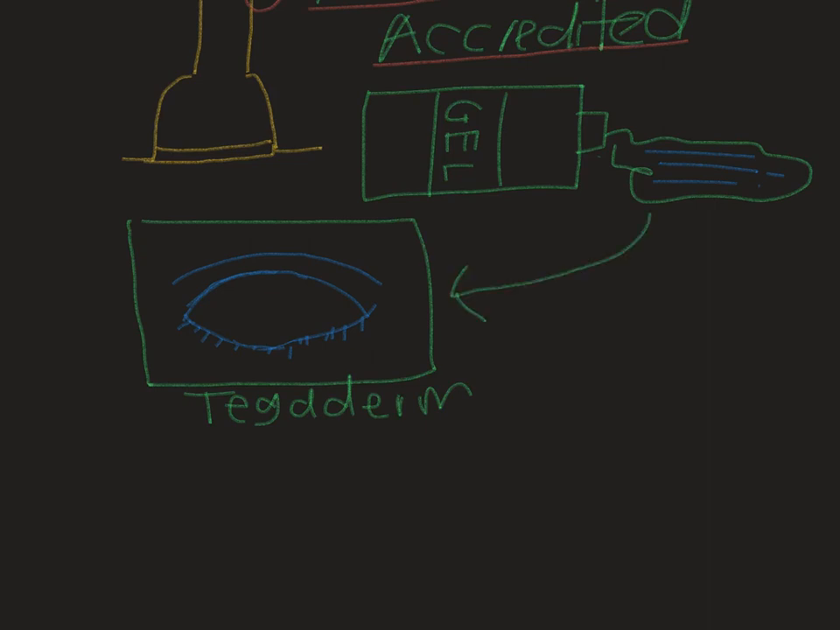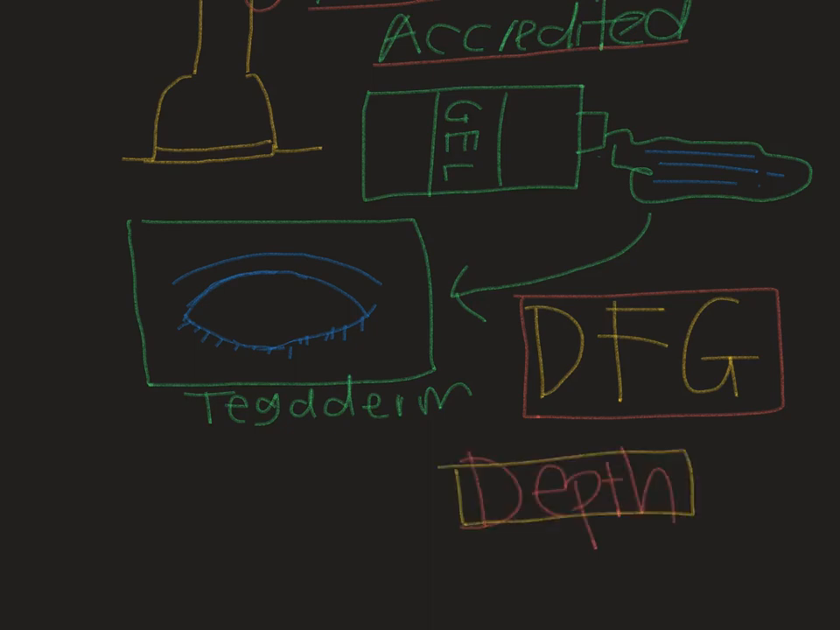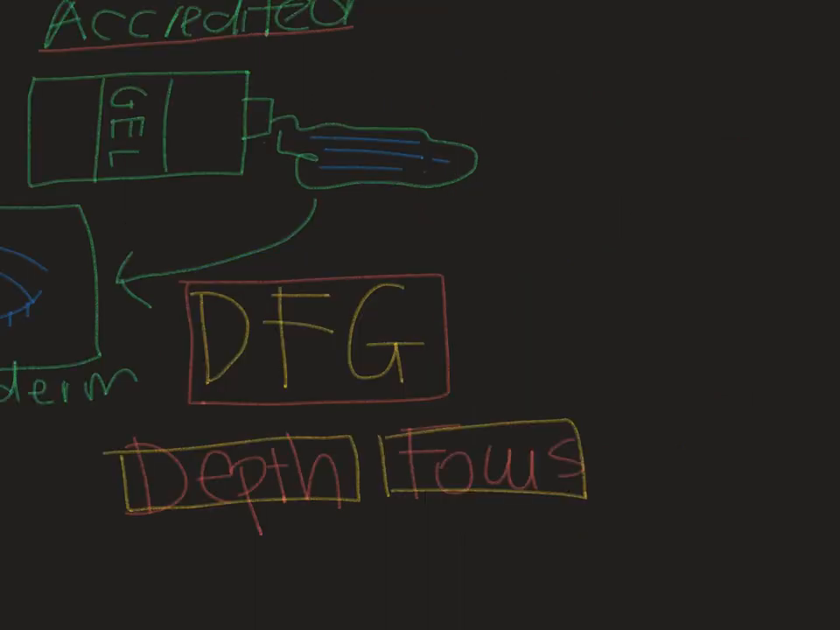The next thing is to adjust DFG. D stands for depth. Make sure the image of the eyes fills the screen. F for focus, change or adjust the focus as required. And G for gain, adjust the gain to achieve acceptable imaging.